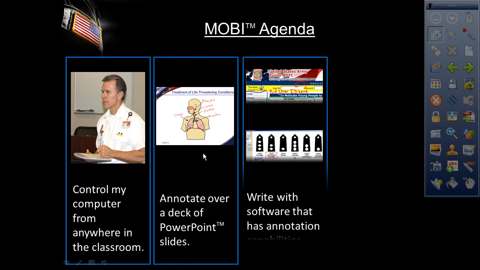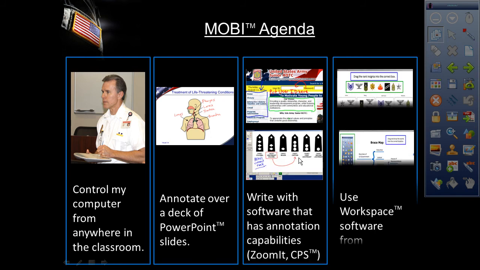Number three, to write with software that has annotation capabilities, such as ZoomIt. We'll show that a little bit, and you can see that slide here at the top where we've taken the Army JROTC website, and we're just zooming in and annotating over that website. Or with CPS. CPS does have a chalkboard feature where you can pull in an image and annotate it as well. And finally, using workspace software from eInstruction. This is really the main part of the next video. We'll show you the different collaborative tools and activities that we've built for the Army JROTC content.